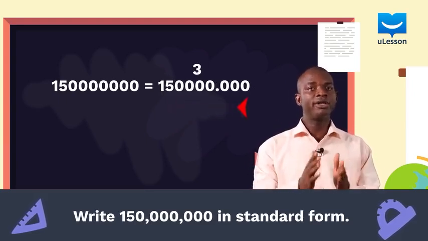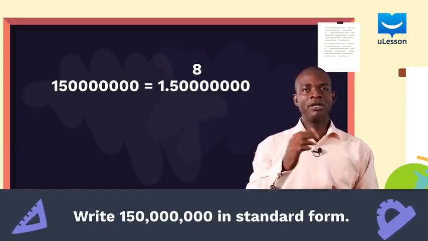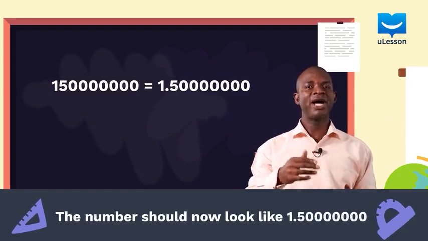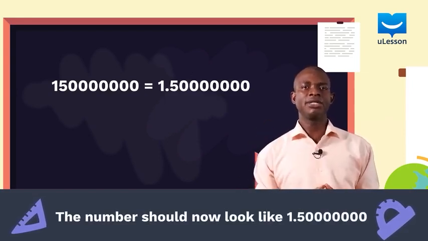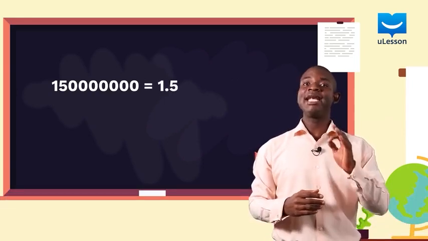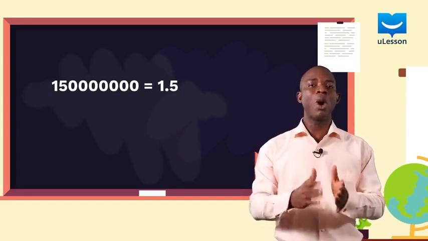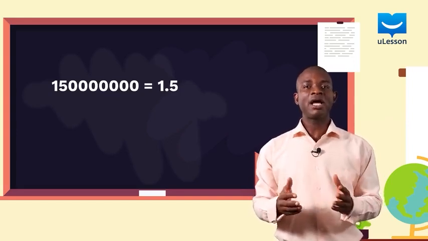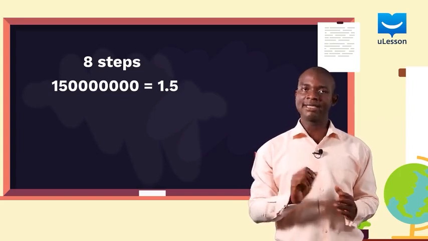1, 2, 3, 4, 5, 6, 7, 8. The number now looks like this, 1.5000000. We can do away with the zeros because they are not significant. When zeros come after a decimal point, they are not significant. So we are left with 1.5. And after counting, we got 8 steps. So the index of 10 is 8.